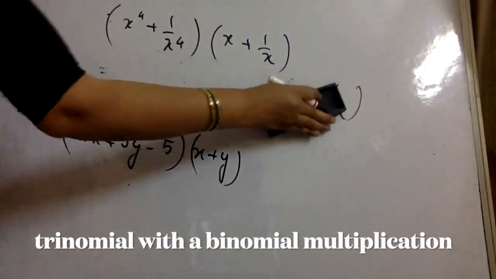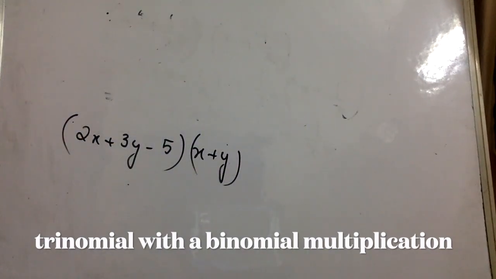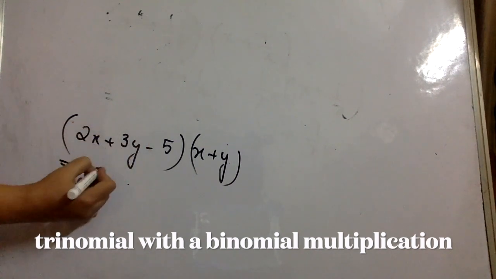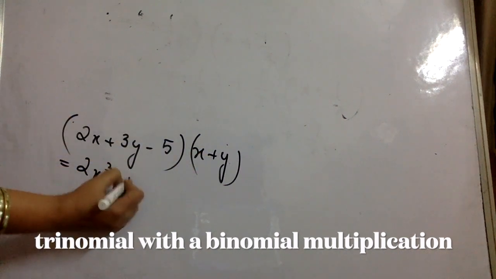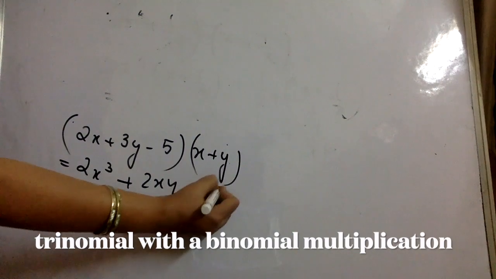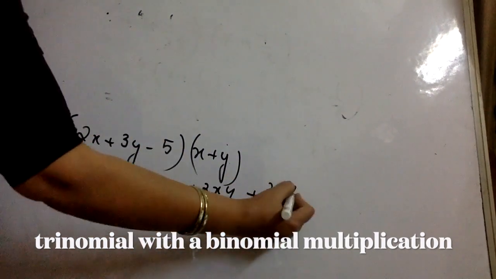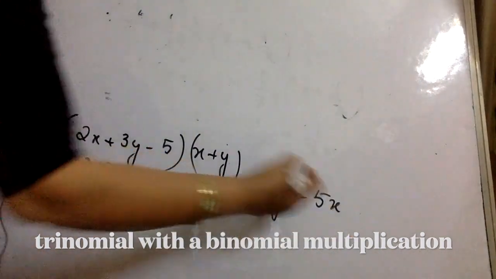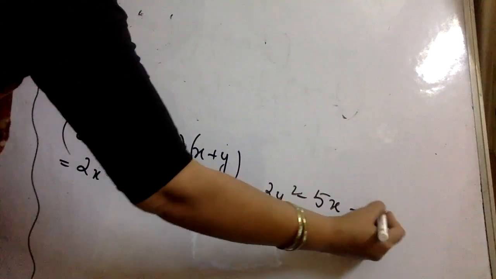Now see, what do I do with this? Here, 2x with the x is 2x square. Then 2x with the y is plus 2xy. 3y with the x is plus 3xy. 3y with the y is plus 3y square. Minus 5 with x is minus 5x, and minus 5 with y is minus 5y.